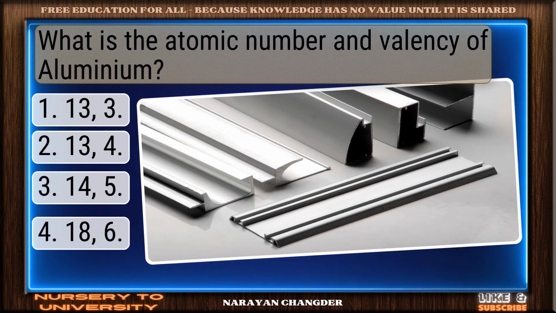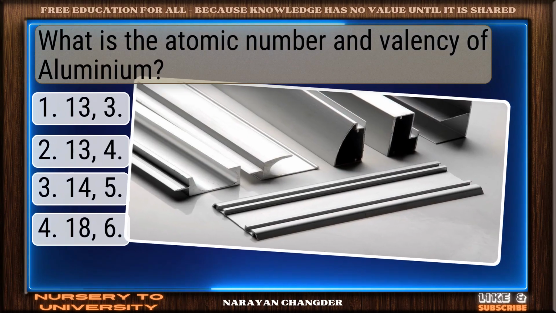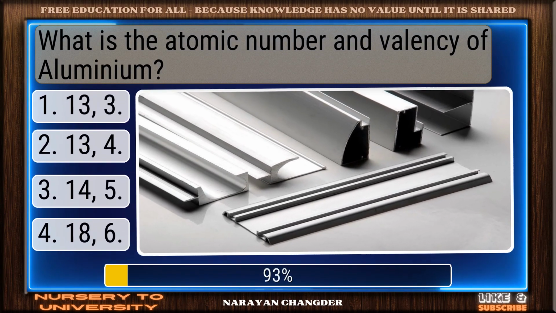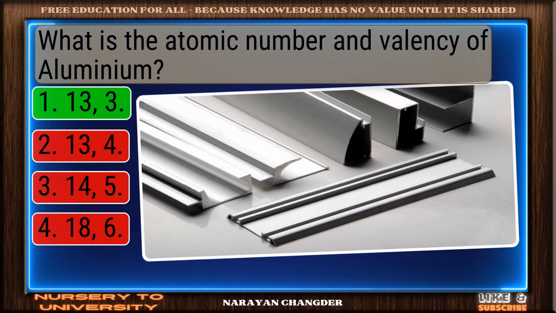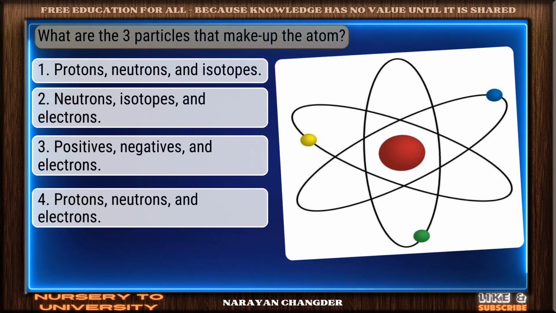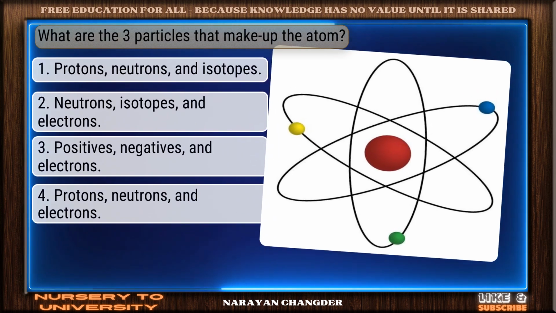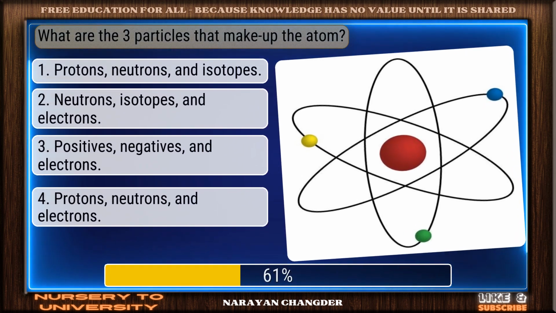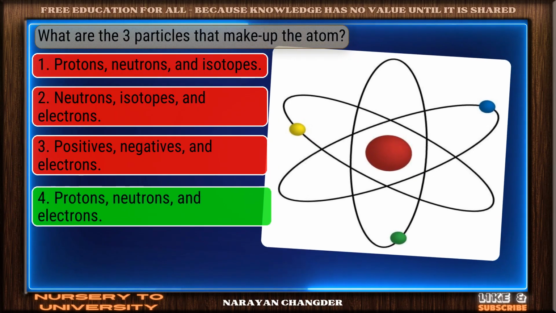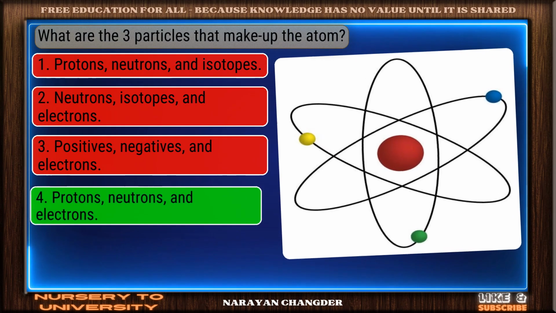Question number 25. What is the atomic number and valency of aluminium? Good job. Your answer 13, 3 works well here. Question number 26. What are the 3 particles that make up the atom? Smart move. Protons, neutrons, and electrons is an accurate answer.